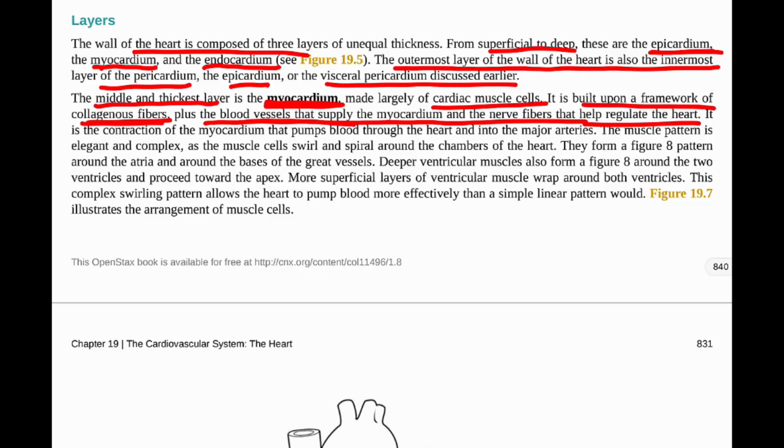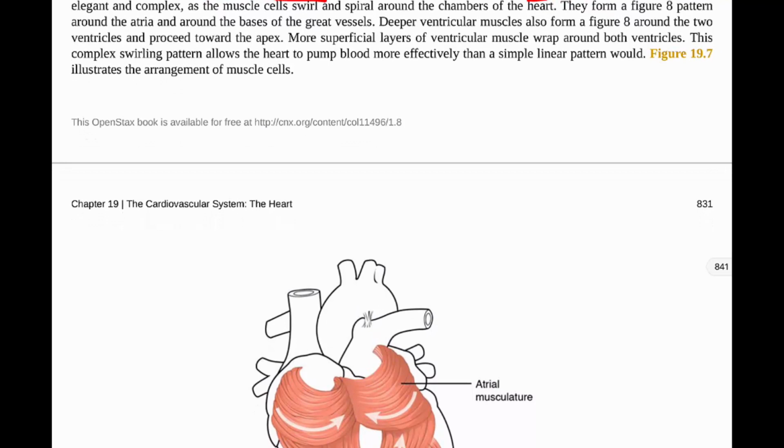It is the contraction of the myocardium that pumps the blood through the heart and into those major arteries. And the muscle pattern, they mention, is elegant and complex. As the muscle cells swirl and spiral around the chambers of the heart, they form a figure 8 pattern around the atria and around the bases of the great vessels. There are also deeper ventricular muscles that form a figure 8 around the 2 ventricles and proceed toward the apex. And then we have more superficial layers of the ventricular muscle that wrap around both ventricles.